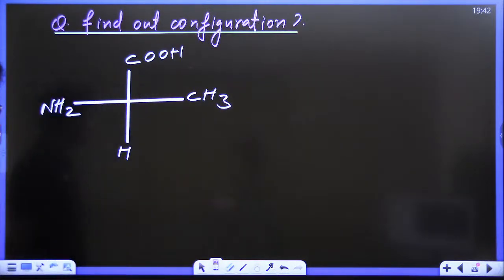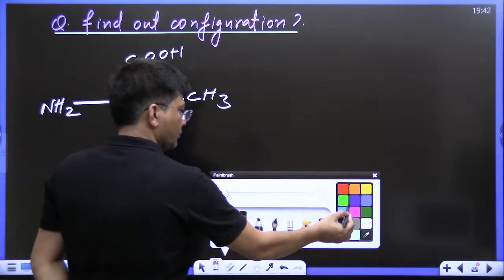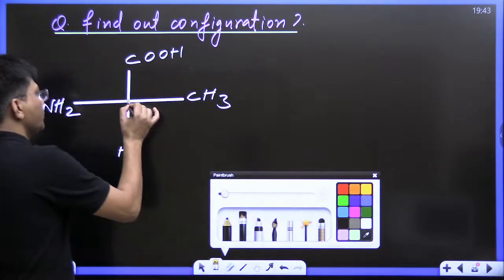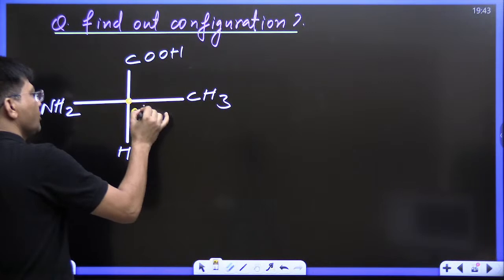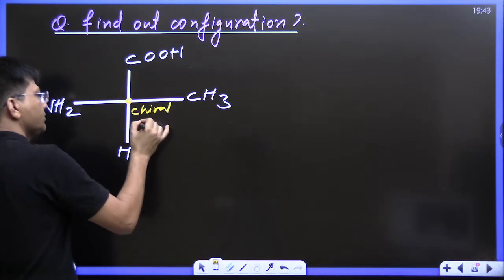I'm waiting for your answer, kids. Find out the configuration of this compound. Now how to do it? Just apply the CIP rule. You know this is the chiral carbon. This is your chiral carbon. Very well, you know.